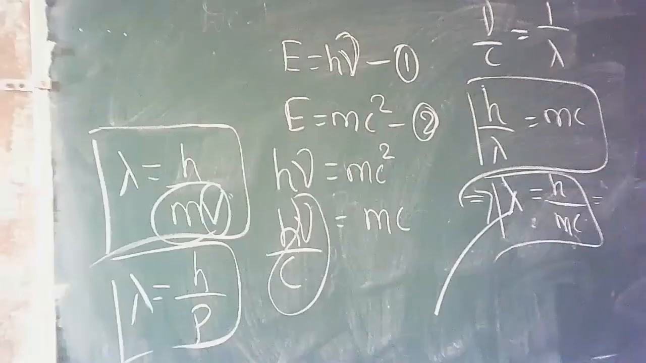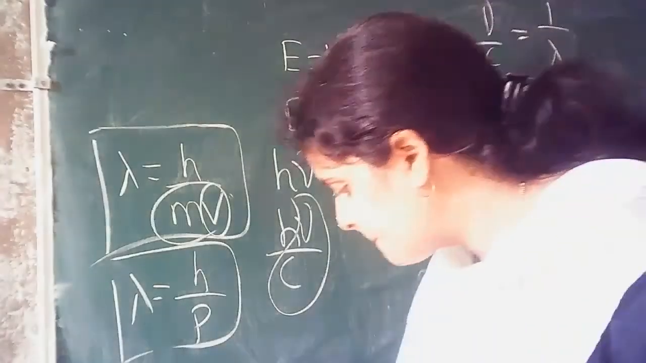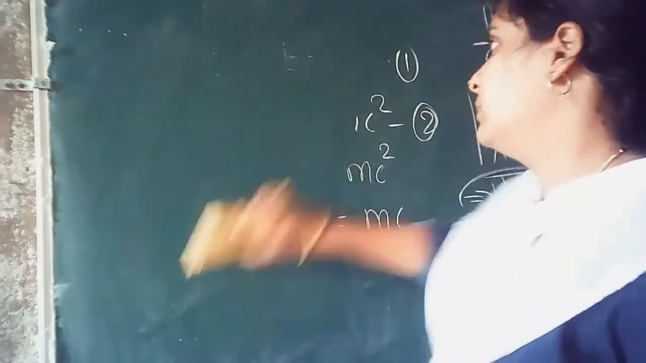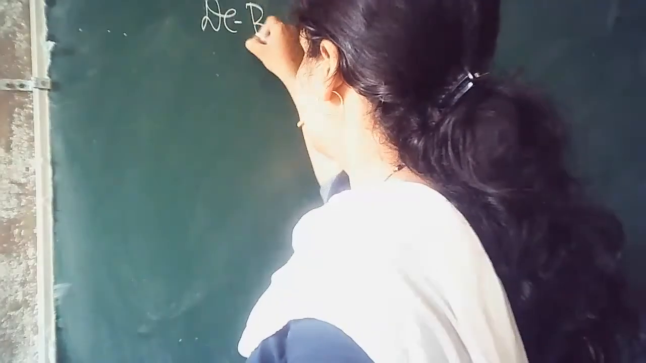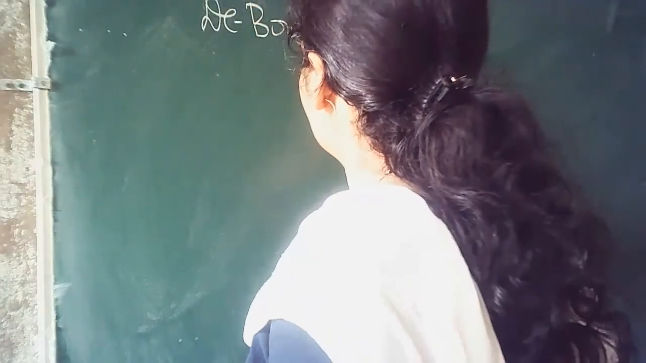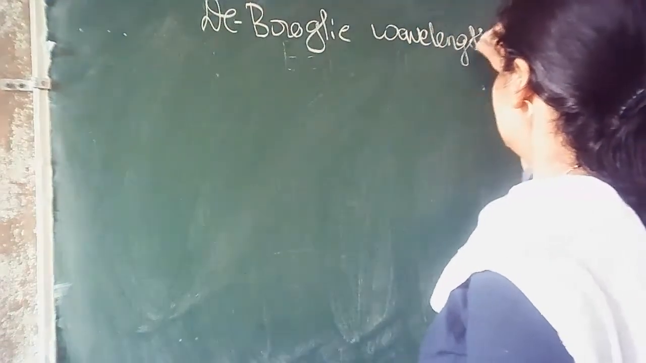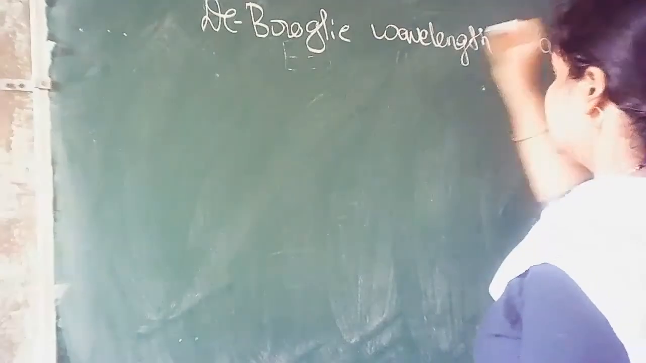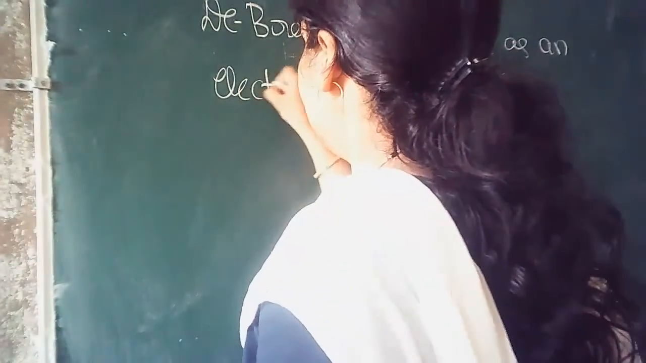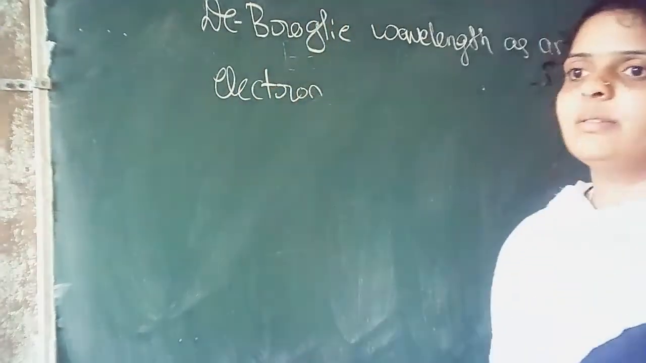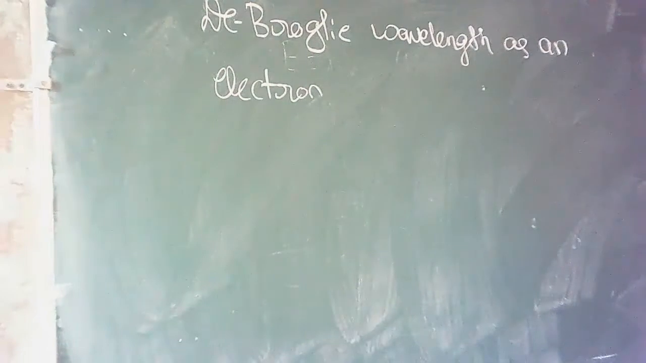Okay, then the last point in this chapter: the last concept of this chapter we are going to discuss is de Broglie wavelength of an electron. So how are we going to prove the de Broglie wavelength of an electron?